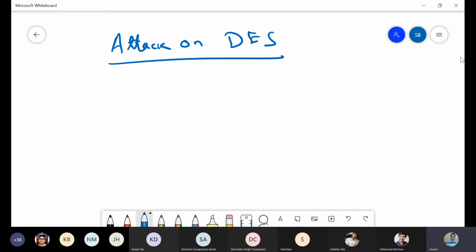We are talking about DES. Today we'll talk about the cryptanalysis of DES, or attacks on DES. In the last class we described the full round DES.